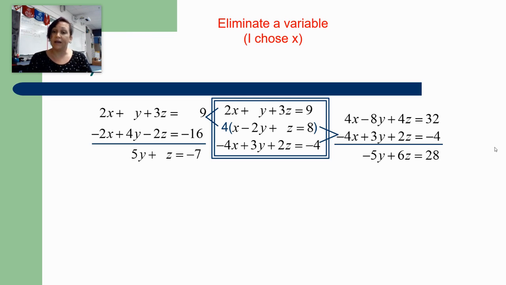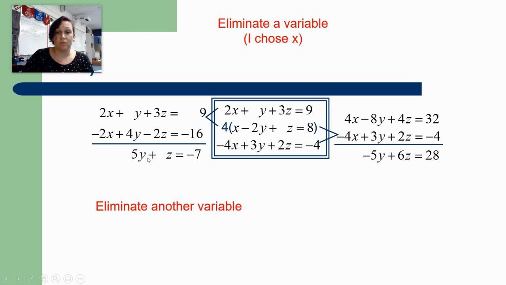Just to recap, I have eliminated my letter x twice. I now have two brand new equations, and those two equations both have a y and a z within them. So what I'm going to do next, I'm going to take my two brand new equations, which only have two letters, and I'm going to do elimination for the third time. This time, I'm not going to eliminate an x because my two equations don't have an x. I'm going to eliminate a y or a z, whichever I choose.